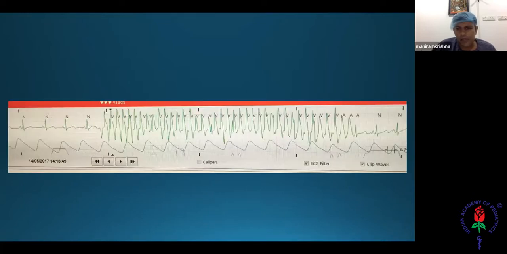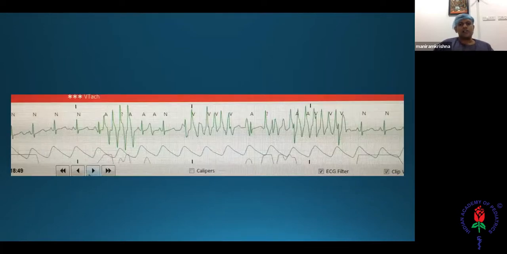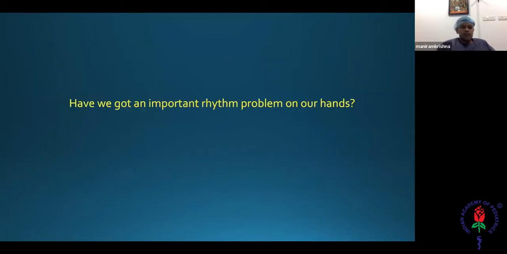And a better, closer picture of the same. So he just keeps going in and out of this abnormal rhythm. So for that, I'll go to my first question. Have we got an important rhythm problem on our hands or not? Is it something which we need to tackle urgently or not? And whenever I put forward this question, the universal response has been, yes, we need to do something very quick.